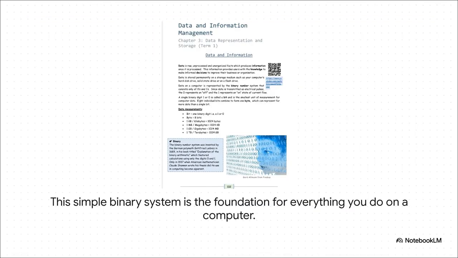It's kind of mind-blowing when you think about it. Every photo, every document, every video, at its very core, is just an incredibly long sequence of these 1s and 0s. It's a 2-letter alphabet that writes every single story in our digital world.